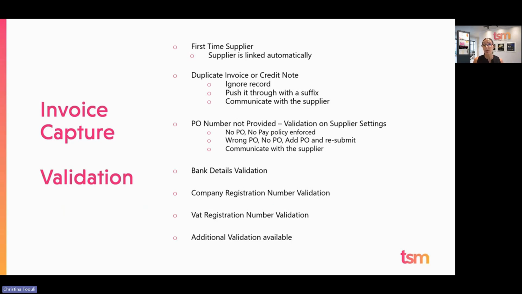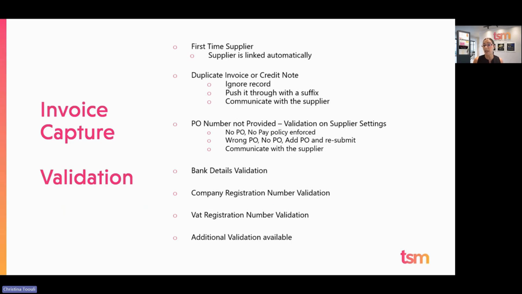If you've got duplicate documents, you can choose to ignore the records, you can push them through, or you can communicate directly with the supplier from the utility. From Invoice Capture, you can send a communication out to the supplier. There's no need to launch a different screen or go into your emails. You can do so directly from Invoice Capture, where there's a full audit trail, and you'll be able to inquire on historic communication.